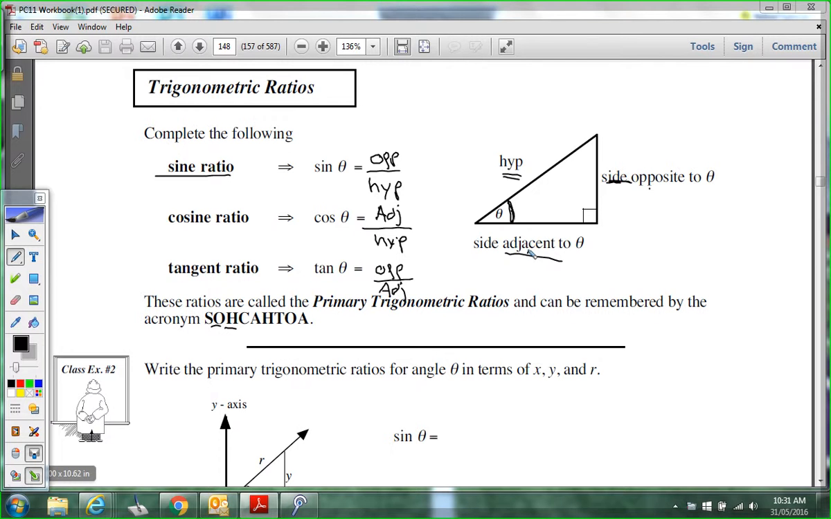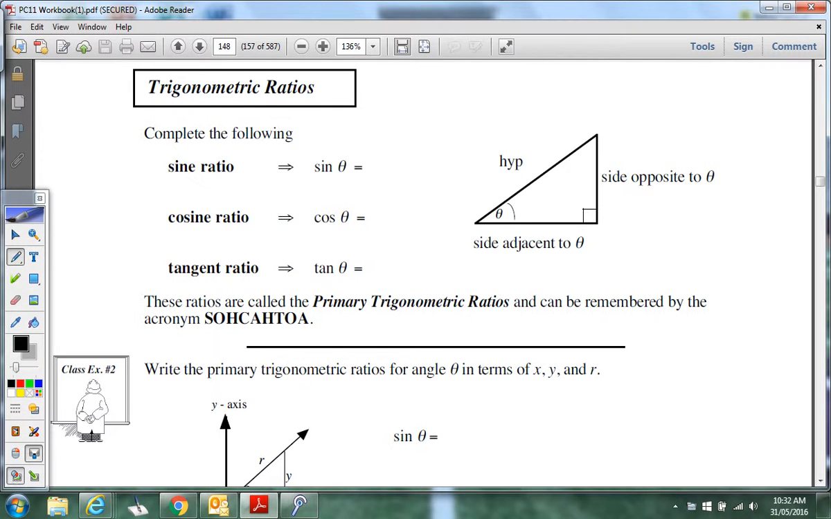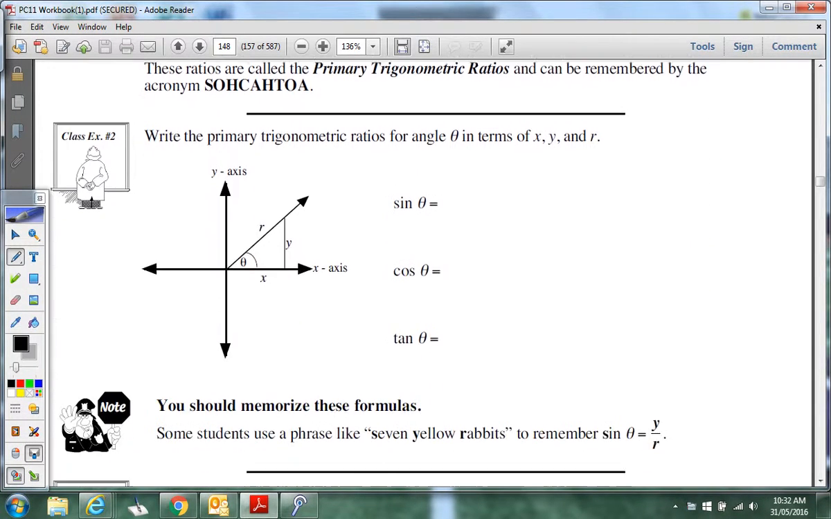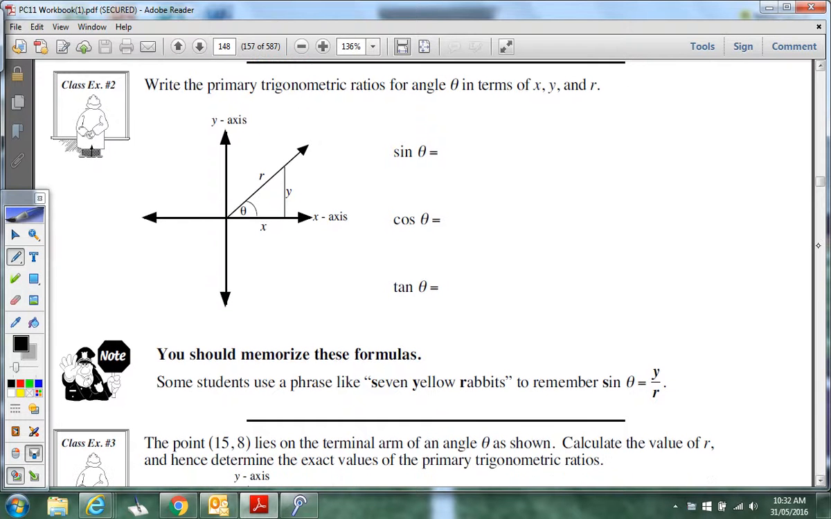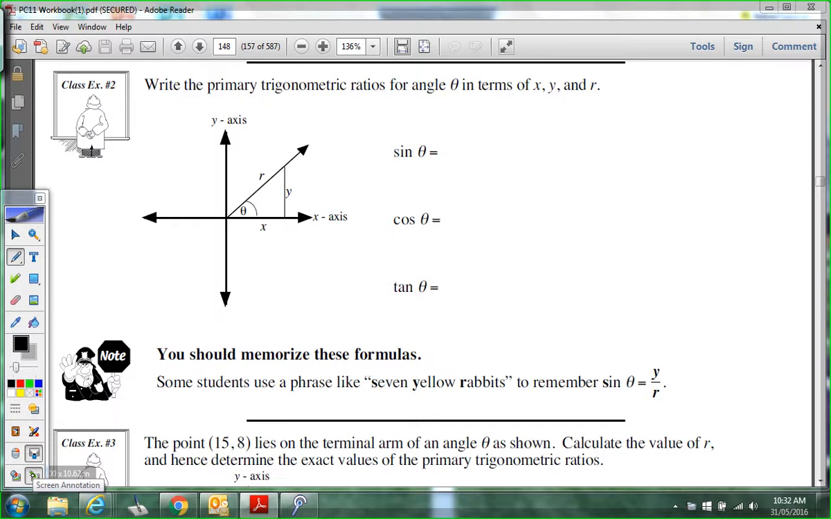Now, for our purpose in this unit, we want to recognize them actually in terms of x, y, and r. So we're going to use this triangle to help us develop these ratios for x, y, and r. So for that angle, what would sine be? What would sine be in terms of x, y, and r? Y over r, exactly. So sine would be y over r.